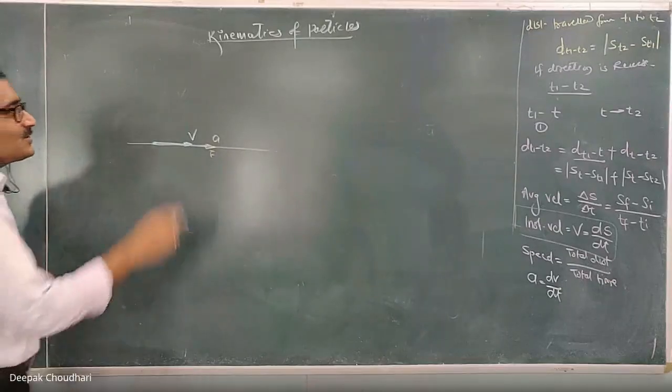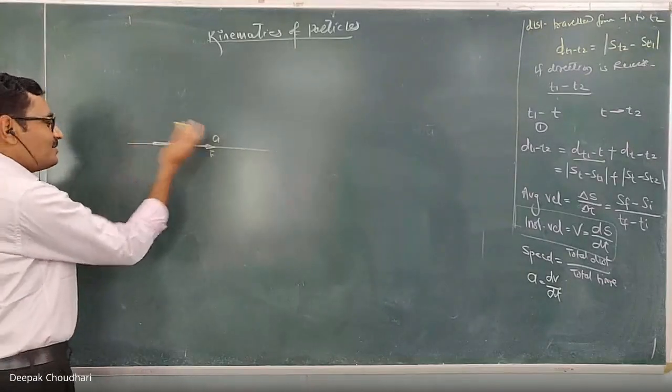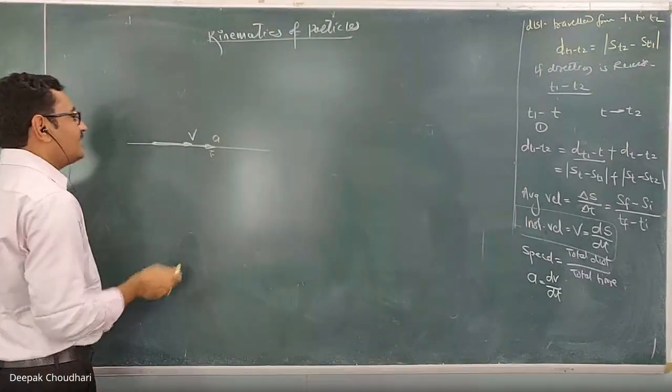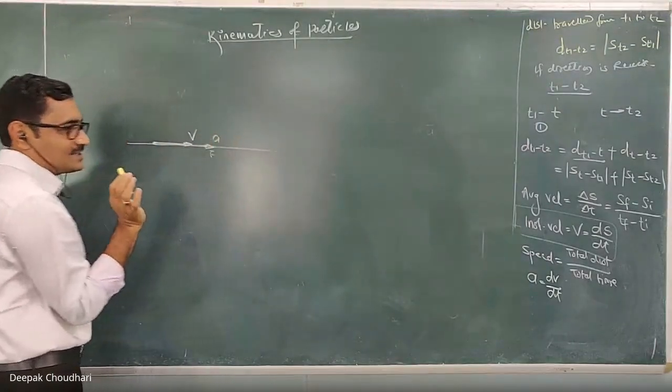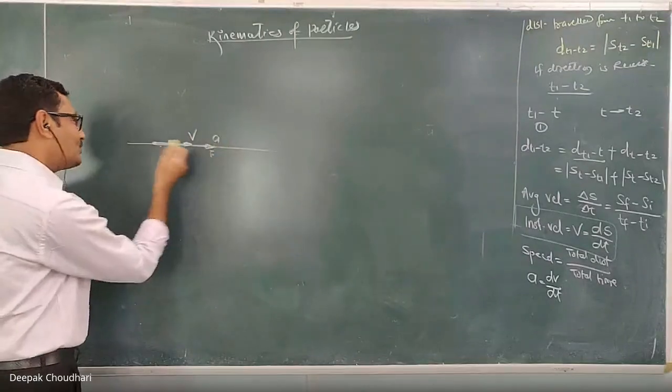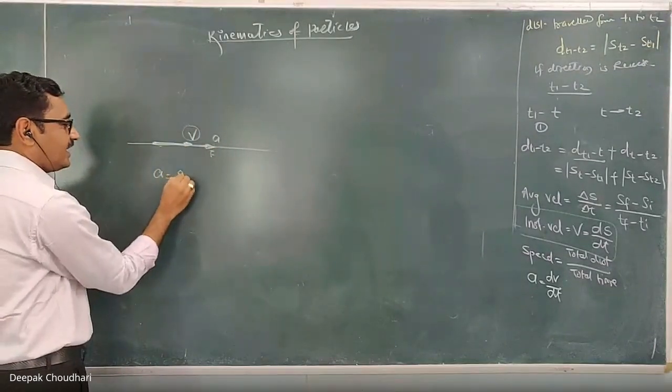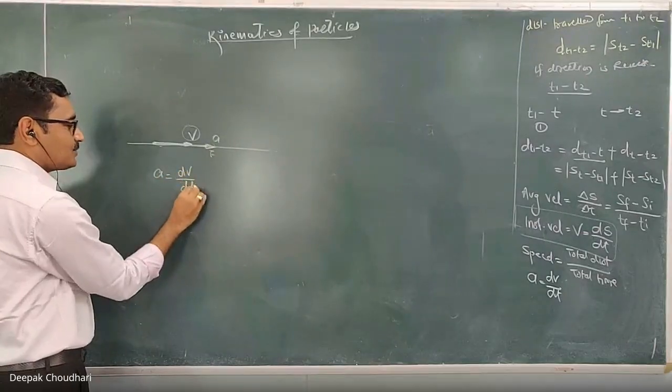Understood? So in rectilinear motion, remember that the acceleration is always in the direction of motion, or it is along the velocity. It may be towards right, it may be towards left, depends. Since the acceleration is the rate of change of velocity with respect to time.